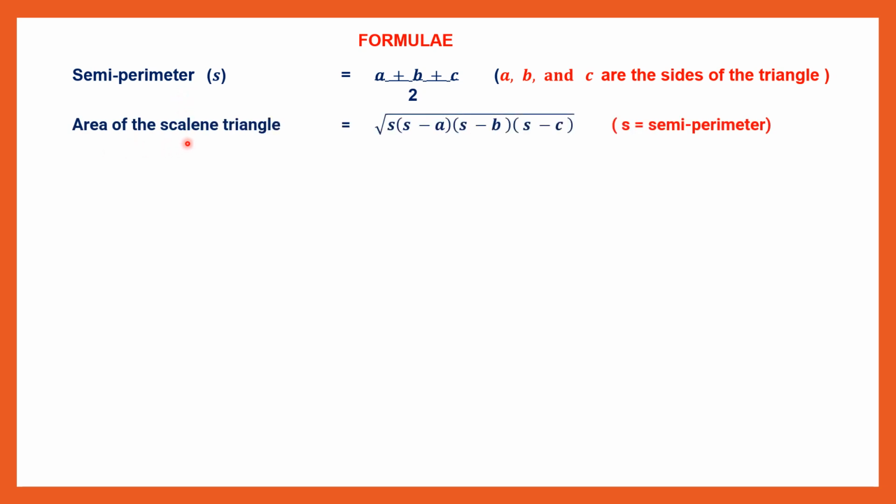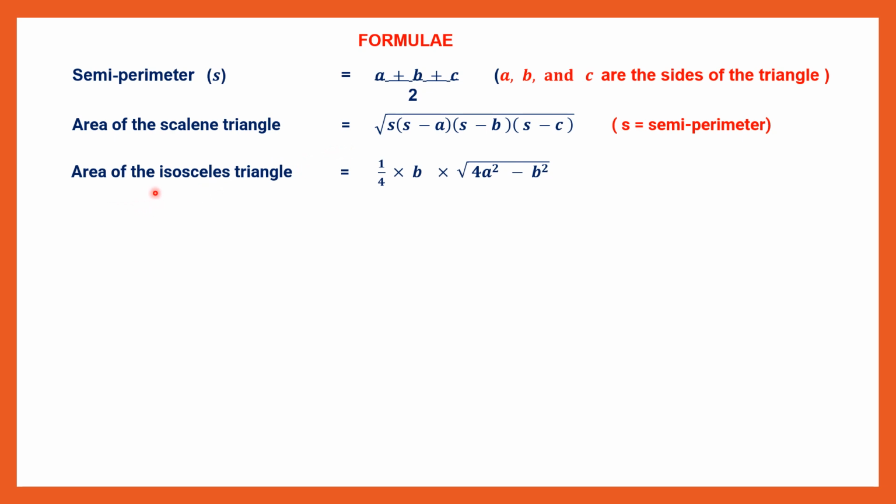Now area of a scalene triangle. What is a scalene triangle? A triangle in which all three sides have different measurements. They're of different lengths. Okay, we're talking about the sides. So here the formula is this, the root of S, which is the semi-perimeter, into S minus A, which is one of the sides of the triangle, into S minus B into S minus C, where S is the semi-perimeter. So if you have to find the area of a scalene triangle where all three sides have different measurements, this is the formula you must use.